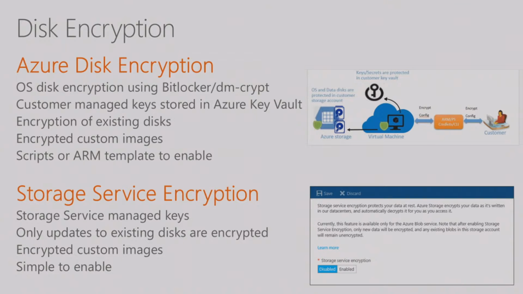We now have another option, which is storage service encryption. What storage service encryption does is it does the encryption at the backend storage system. The keys are managed by the storage system itself, so it's very, very simple to enable. You create a storage account, enable storage service encryption, and then everything that you write into that storage account from the point you enable encryption on will be encrypted. And so that guarantees you have data encrypted at rest.